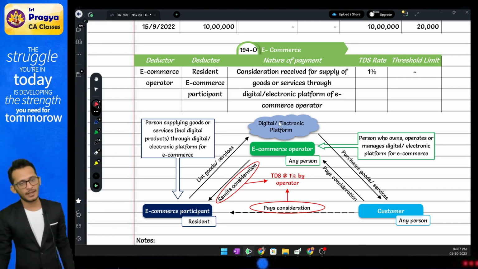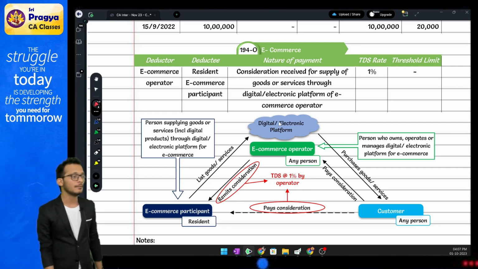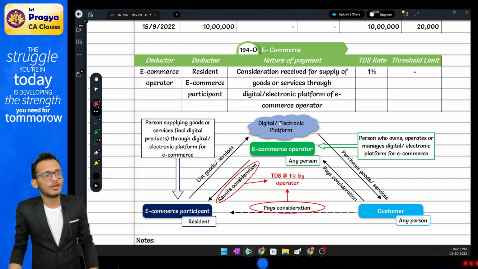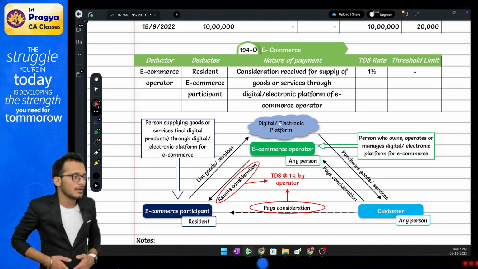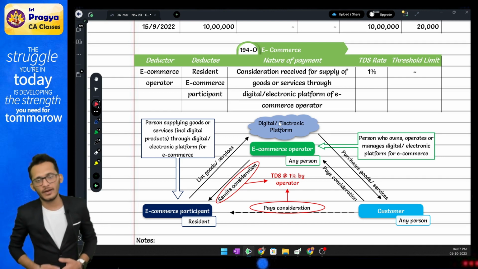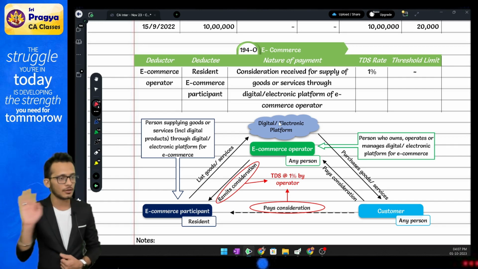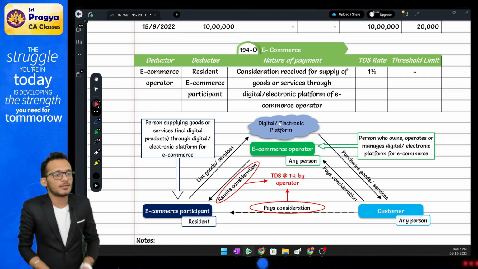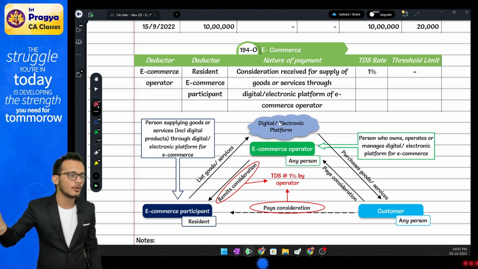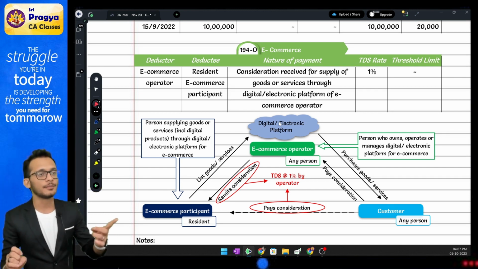This section also clarifies that TDS will not apply in case the seller is an individual and has not sold more than 5 lakhs worth of goods through my e-commerce operator, which means I have to make a business of at least 5 lakhs with that seller. If I'm making a business of 5 lakhs from the seller, I will deduct TDS at the rate of 1% on all his payments. If he's not doing at least 5 lakhs worth of sales, then I don't care about him. He can go and do whatever he wants. Okay. Yes. This is your 194O.